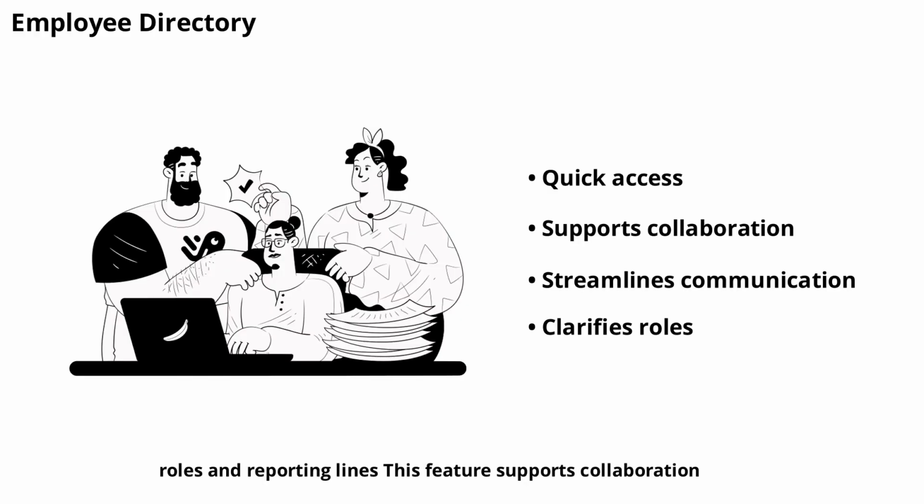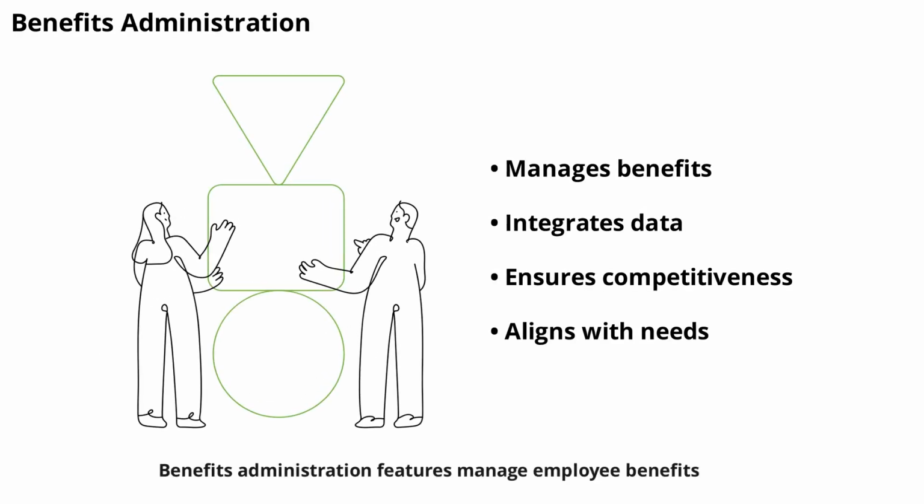This feature supports collaboration, helps managers find the right people for projects, and streamlines communication. For resource planning, a comprehensive directory is essential for understanding workforce composition. Benefits administration features manage employee benefits, such as health insurance, retirement plans, and wellness programs. By integrating benefits data with resource planning, HR can ensure that compensation packages are competitive and aligned with workforce needs.